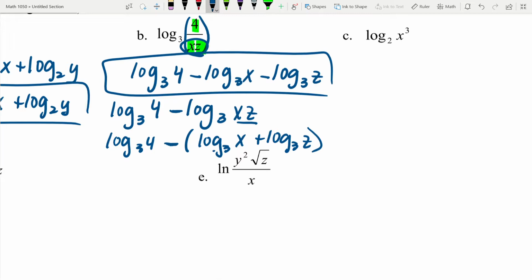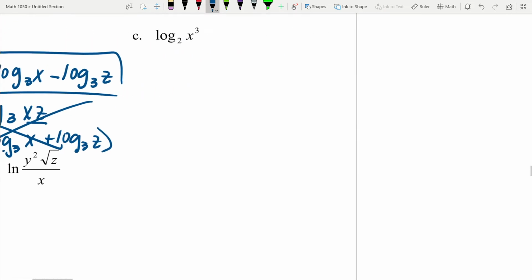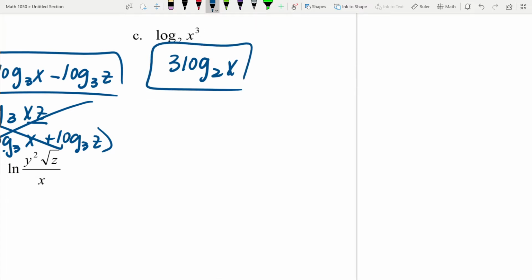Okay? So you know what you can do? Look. Make your life easy. Bottom negative, top positive, done. Okay? Question C. How do I expand this? It's so easy. What do I do, everybody? Pull your 3 down, right? So it's just 3 times log base 2 of x, and you're done.